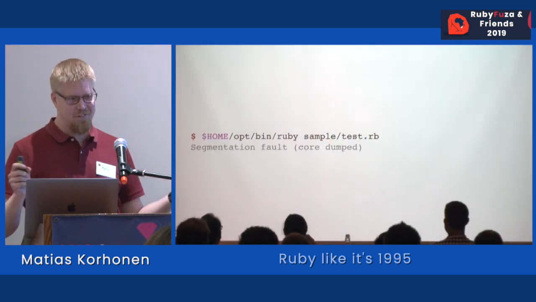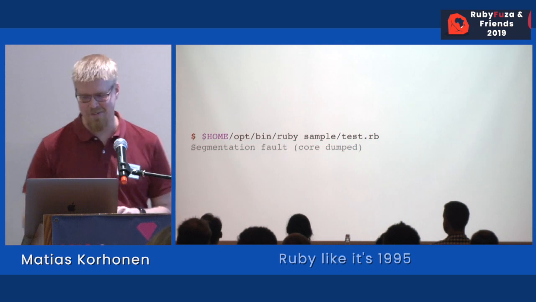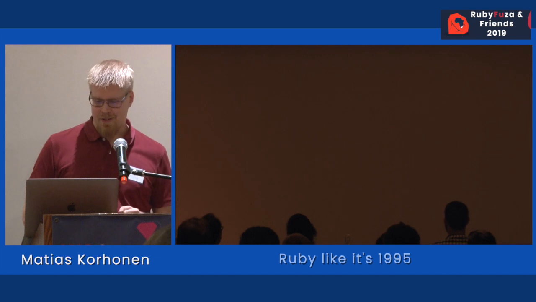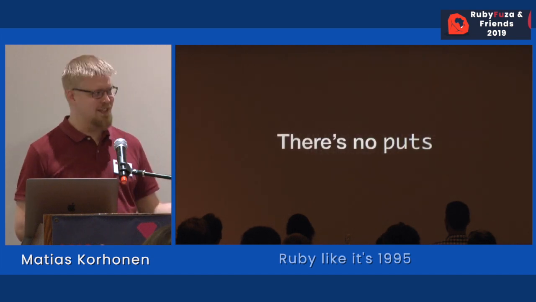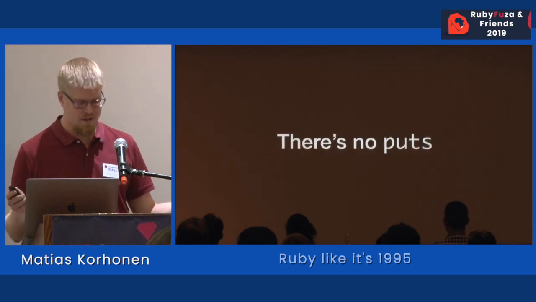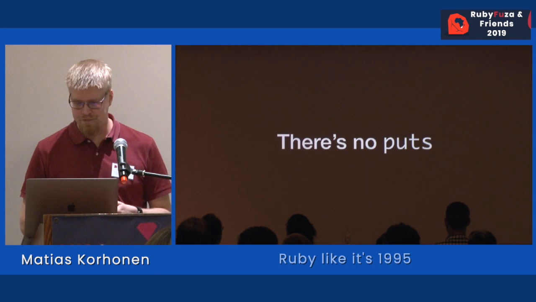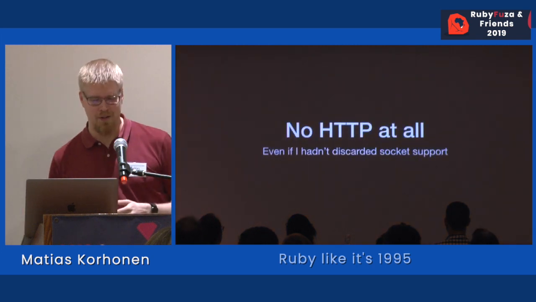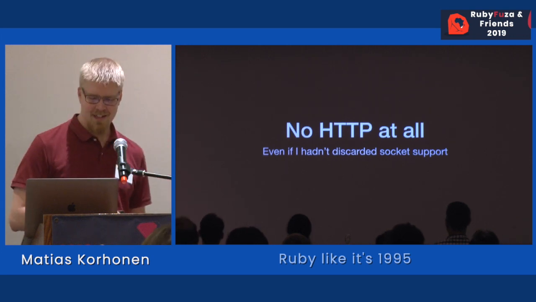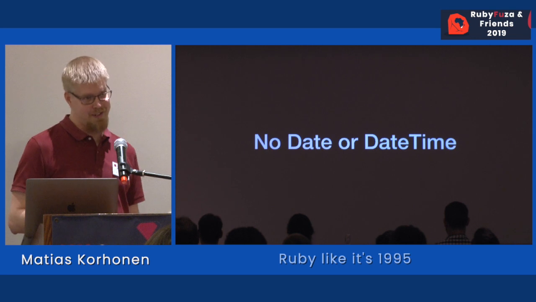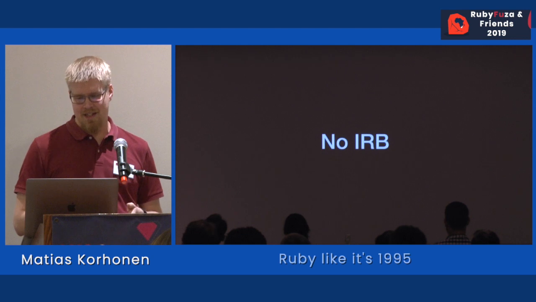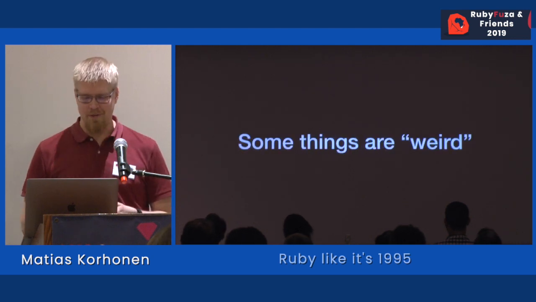For one thing, it segfaults if you look at it wrong, and I haven't quite figured out why. A lot of things are strange or missing. Like I mentioned, there's no puts, so you need to use print instead. There's no HTTP support at all, and that would be true even if I hadn't discarded socket support. There are no date or datetime classes, but you do get a time class. There's no IRB, like I said. And then some things are just plain weird.